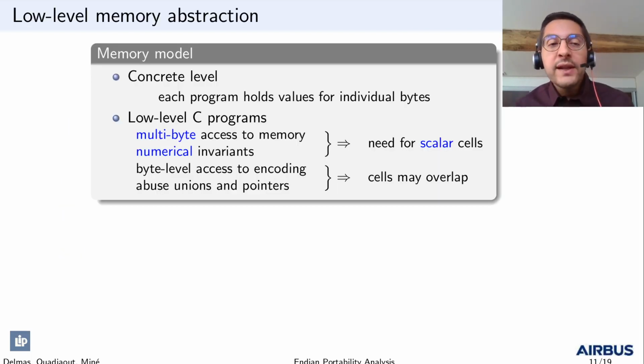At the most concrete level, each program version holds values for individual bytes. Yet we deal with C programs with multi-byte access to memory, and we want to compute numerical invariants, hence the need for scalar cells. In addition, we work with low-level C programs which tend to abuse the weak type system of C with unions and pointers to get byte-level access to the encoding of scalars, hence cells might overlap.